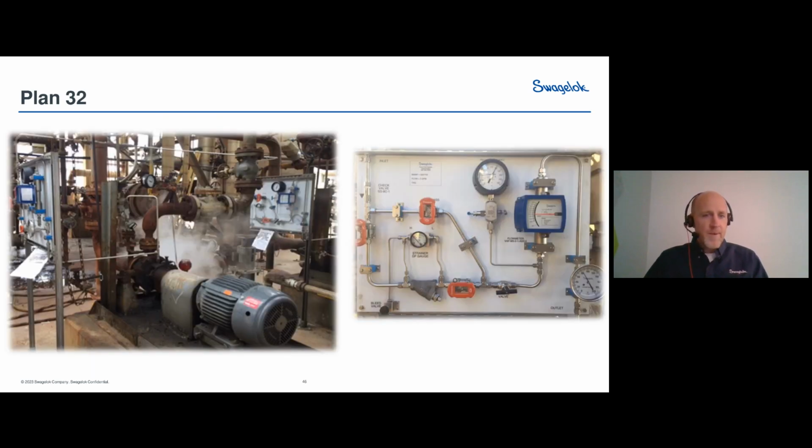And here's an example of a Plan 32 that was installed on a pump. So you can see here we've got a strainer, and that's filtering out anything in the flush fluid stream. We've got a differential pressure gauge on there, so we can know when that strainer is starting to get loaded up. And when we need to go ahead and maintain that, we've got a bypass, so we can bypass around the strainer while we're maintaining that.